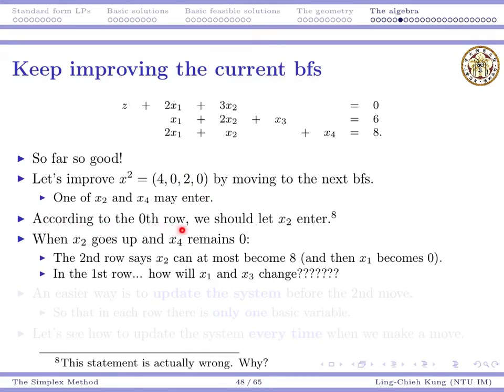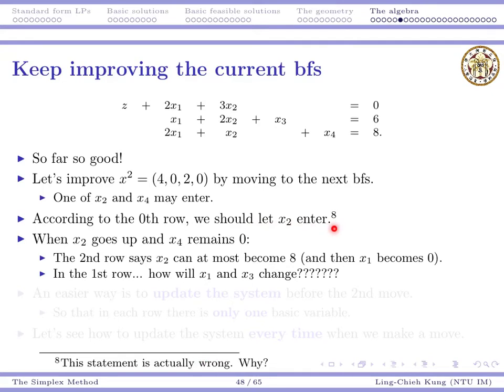Now, according to the zeroth row, we should let x2 enter. Let's read this sentence again. The zeroth row is here. If we enter x4, it seems that nothing will happen. But if we enter x2, that means z will decrease, right? So this suggests that we should enter x2. And here I'm telling you that what I just mentioned is wrong, but let's assume I don't know that, and I still choose x2 to enter.